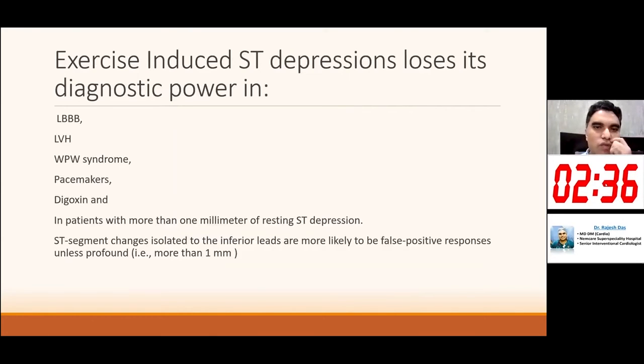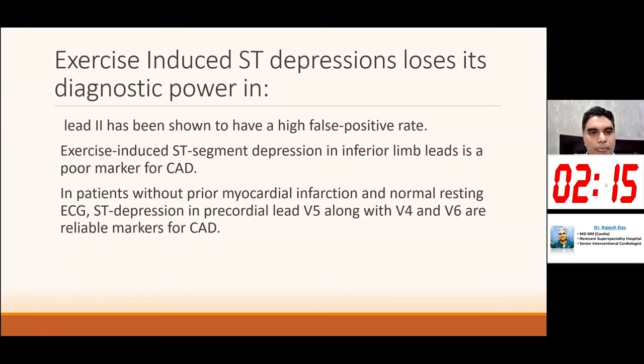So I would like to discuss what are the negative points with treadmill testing. We know that if there are baseline changes in the ECG like LBBB, LVH, WPW syndrome, or if there is a pacemaker in the patient, digoxin use, or resting ST depression, then we can get a false positive result, or the test can be inconclusive.